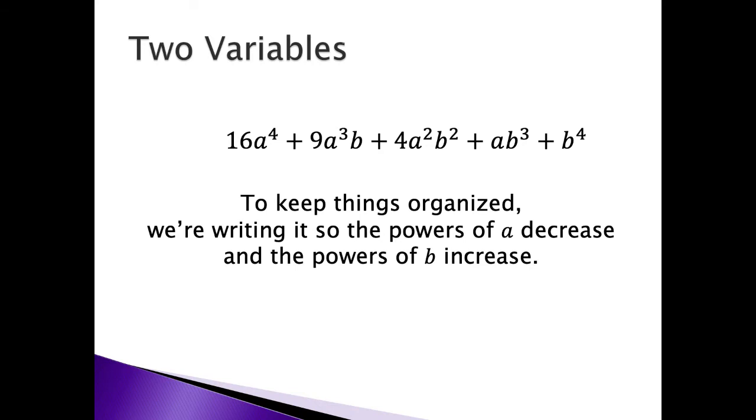So, that being said, how we typically write this in math is the x's decrease in powers, or the a's in this instance decrease in powers, and the b's will increase. Now, the constants can be positive or negative. In this example, the constants are all positive. So we have 16a to the fourth plus 9a cubed b plus 4a squared b squared plus 1ab cubed plus b to the fourth. Again, to keep things organized, the a's decrease and the b's increase.